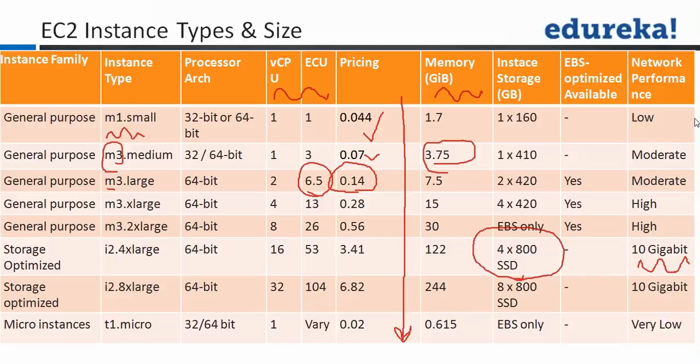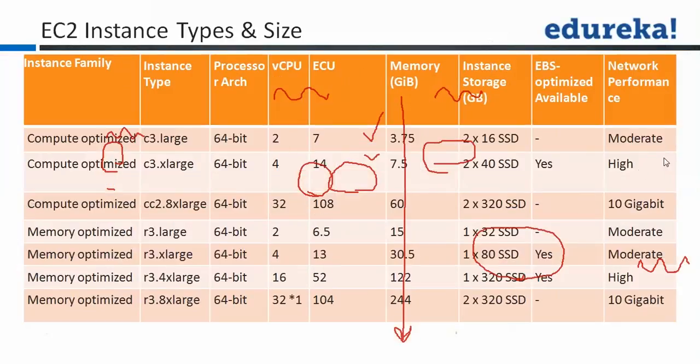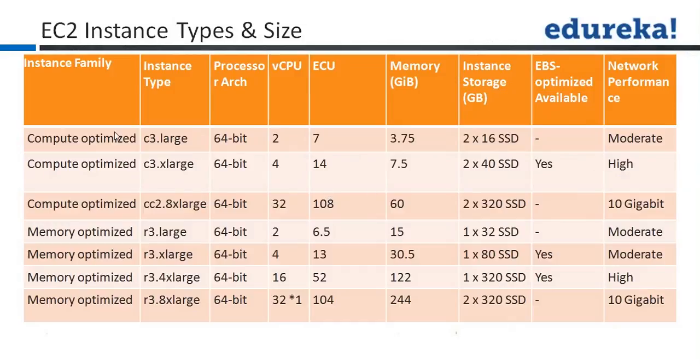From here on, if I go to another family, compute optimized, in the compute optimized large you will have almost 7 ECUs, elastic compute units, but the memory would be a little less. In the compute optimized extra large you would have 7.5 GB RAM, but your elastic compute units are more. In 8x extra large you would have up to 108 elastic compute units or 32 virtual CPUs available.